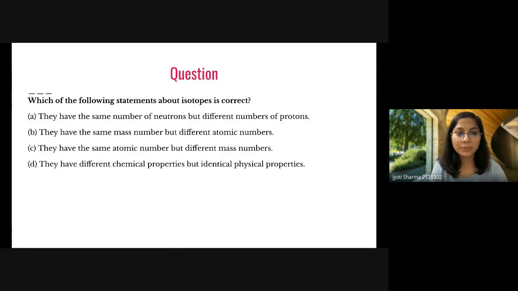Again, a very simple question. Which of the following statements about isotopes is correct? I have four options. A: they have the same number of neutrons but different number of protons. B: they have the same mass number but different atomic number. C: they have the same atomic number but different atomic mass. D: they have different chemical properties but identical physical properties. What do you think? What is the right answer for isotope? You can write in the chat box as well.